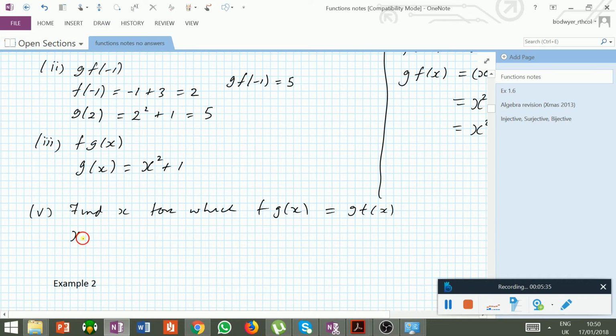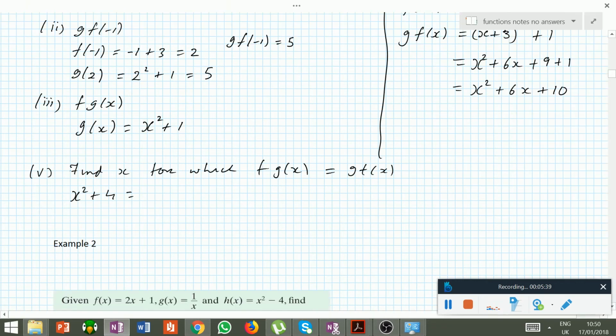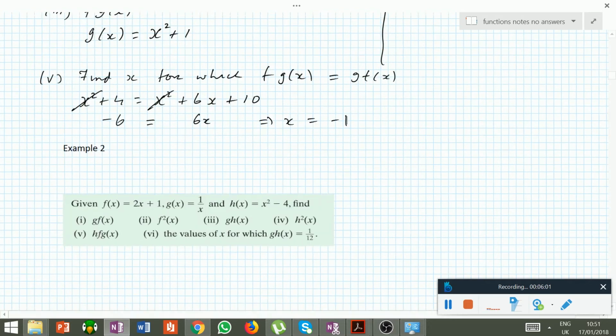So we have x squared plus 4 equaling x squared plus 6x plus 10. They cancel, and you end up with 6x equaling minus 6. And then x is equal to minus 1. And that's that.